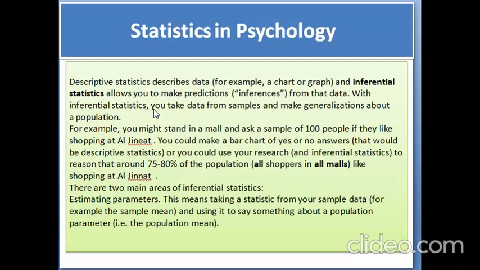Not using tabulation form, not summarizing, not describing, but explaining the study phenomena in a numerical form is inferential statistics. There are two main areas of inferential statistics: estimating parameters. This means taking a statistic from your sample data, for example, the sample mean, and using it to say something about a population parameter, the population mean. That just above 70 to 80% of a population like to shop at Al Jannat shopping mall is the parameter, the population mean.